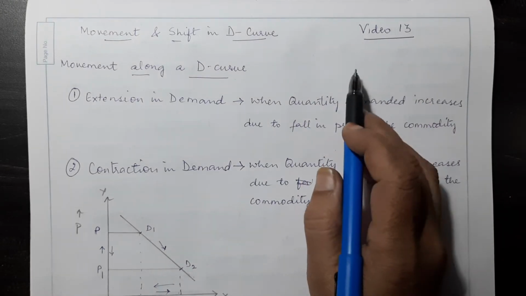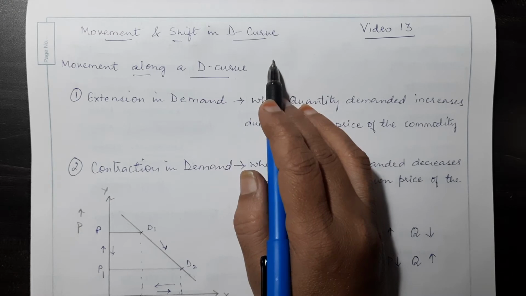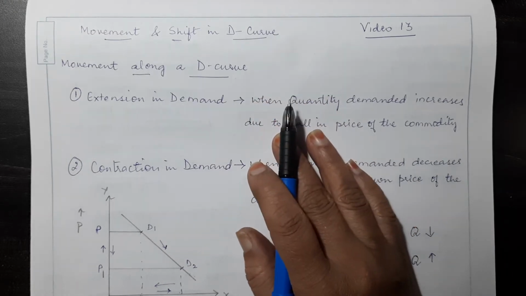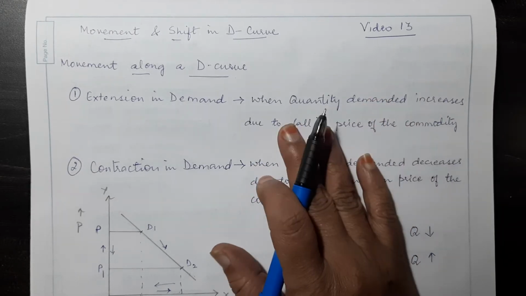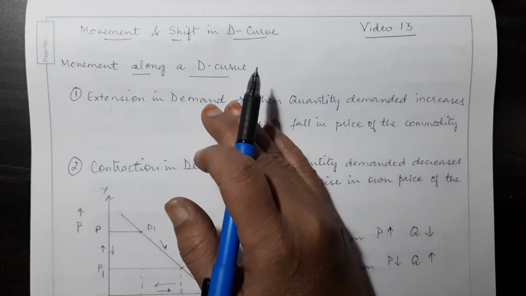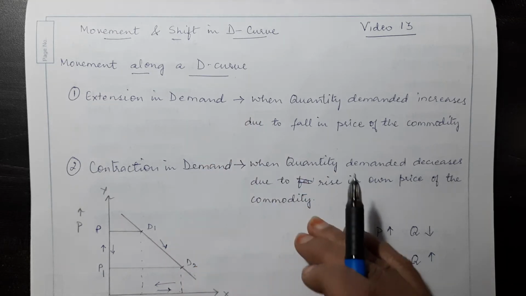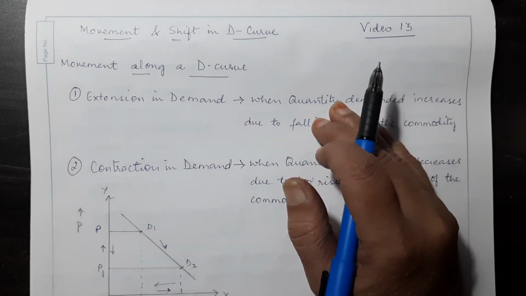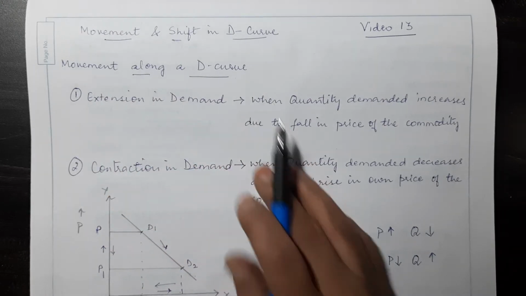In this video number 13, we will discuss movement and shift in the demand curve. So far in the previous videos, we learnt about the law of demand, which says that there is an inverse relationship between the price and the quantity demanded for a commodity. So as the price goes up, the quantity demanded falls, and when the price falls, the quantity demanded increases. Now here we are going to learn movement along the demand curve.